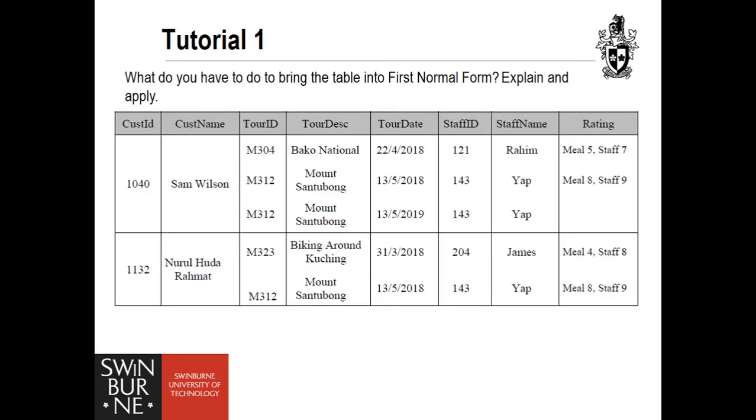Okay, now the tutorial. For example, given this kind of table, we have a customer ID, customer name, tour ID, tour description, tour date, staff ID, staff name, and rating. Okay, before we go further into this tutorial, we can see here why we put big C and big N. This is a normal practice when we design the database. If you want to write down an entity name, this is how we write it.